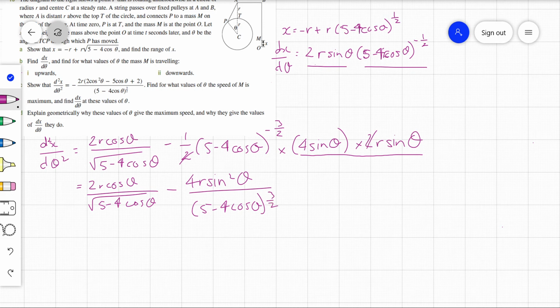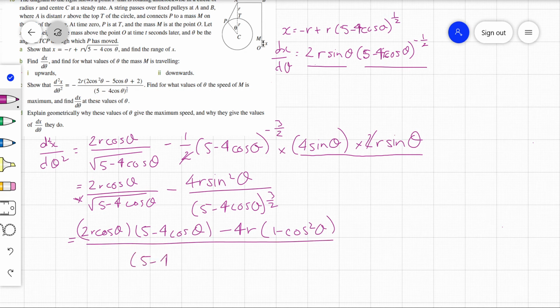Alright, if we want that common denominator, we'd have to times this first term by a root 5 minus 4 cos theta, because that's already a half and we want 1.5, so I times both top and bottom by 5 minus 4 cos theta. So if I do that, I've got 2r cos theta, and I'm timesing by 5 minus 4 cos theta. Minus 4r, I'm going to put it all in terms of coses, so sine squared is 1 minus cos squared theta, all on that 5 minus 4 cos theta to the power of 3 on 2.